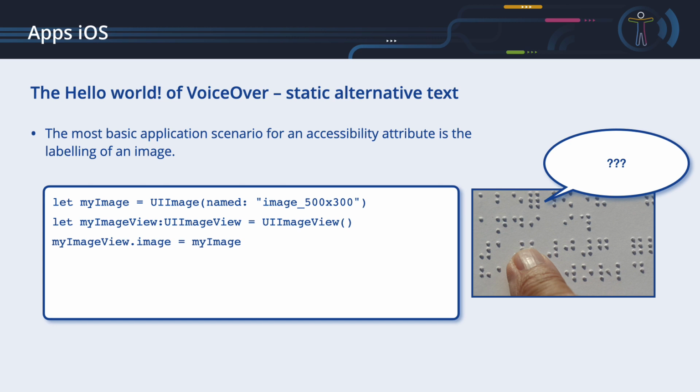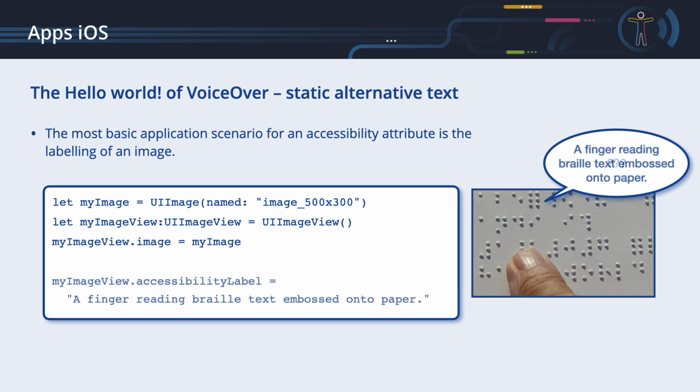By adding the following line of code, VoiceOver can offer a much better description of the image. Please note that you do not have to mention the element type in the description, for example, "photo of a finger." VoiceOver will always tell the user what kind of user interface element has been found.